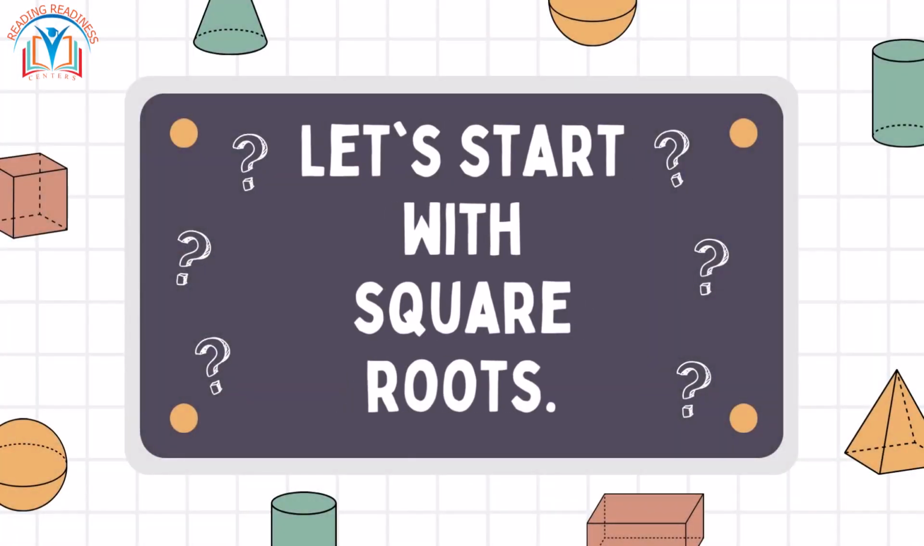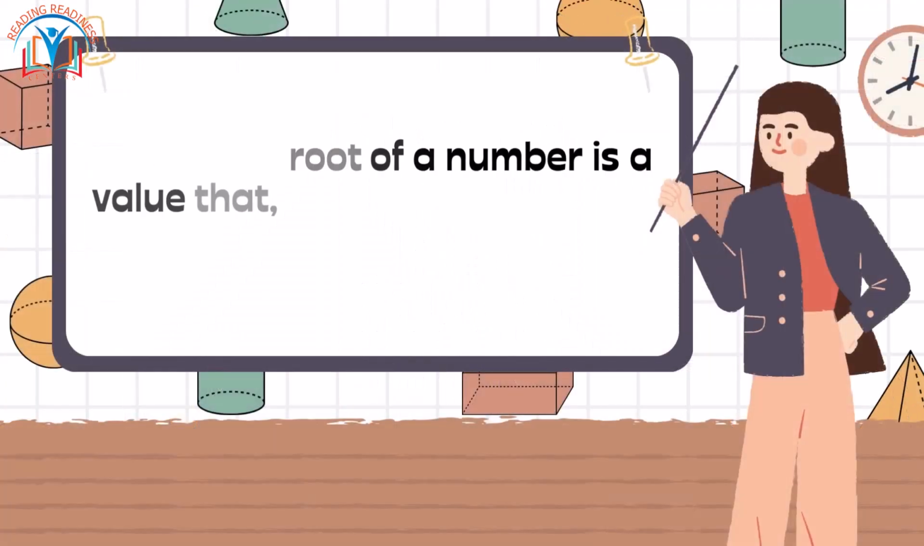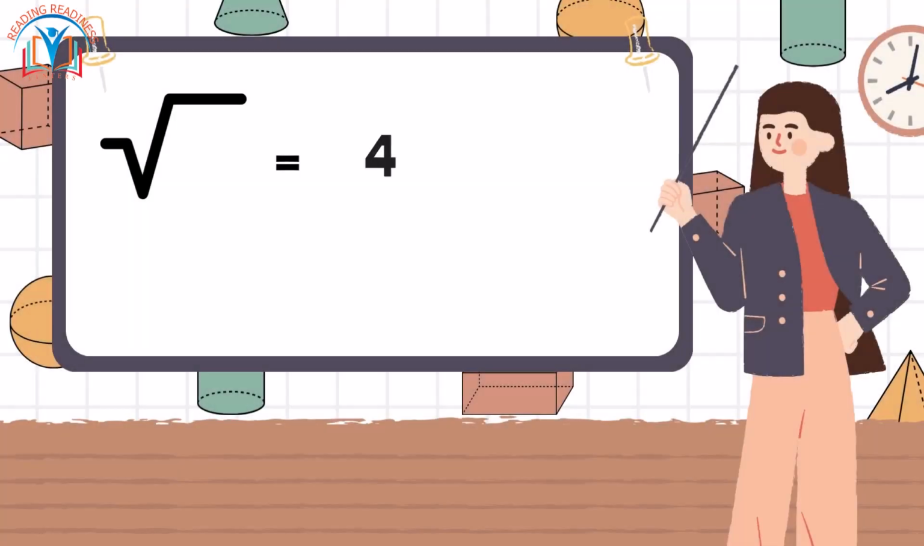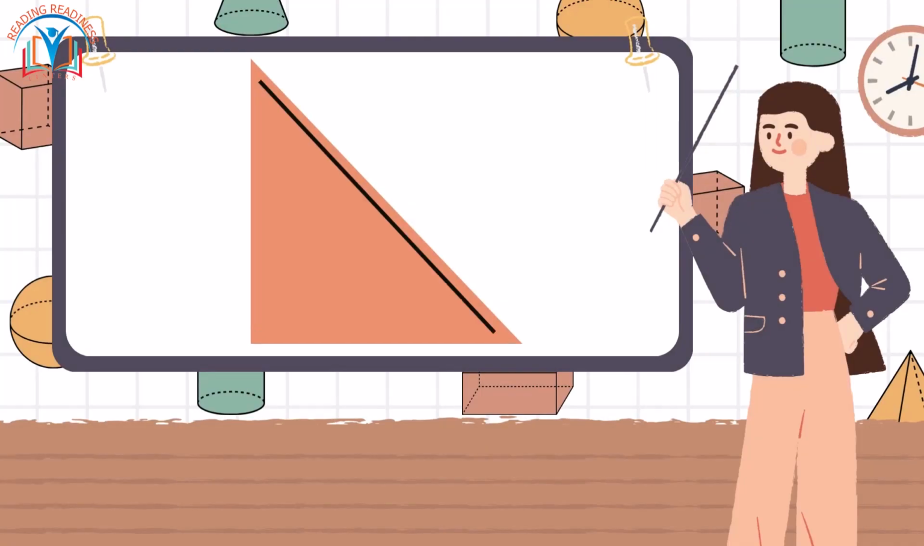Let's start with square roots. A square root of a number is a value that, when multiplied by itself, gives us the original number. For example, the square root of 16 is 4, because 4 multiplied by 4 equals 16. Square roots are used to find the length of the diagonal of a rectangle, the distance between 2 points on a coordinate plane, and many other real-life applications.